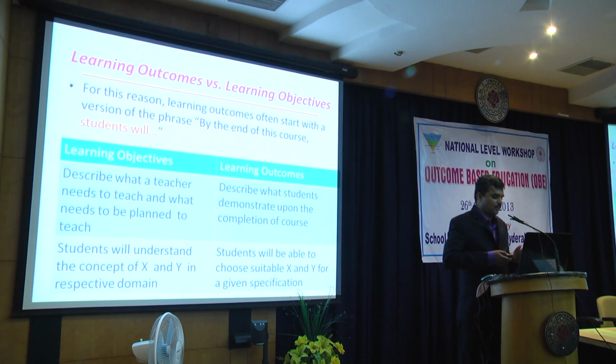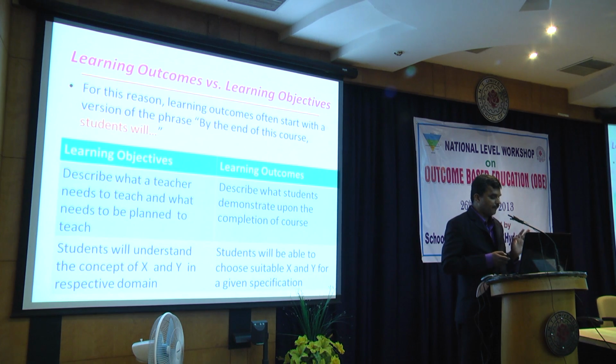You see that learning objective means what? It describes what a teacher needs to teach and what needs to be planned to teach. And now we have a system in the course register. That is what. Next, learning outcomes describe what students demonstrate upon the completion of the course. Once the course is completed, then how they are able to demonstrate.